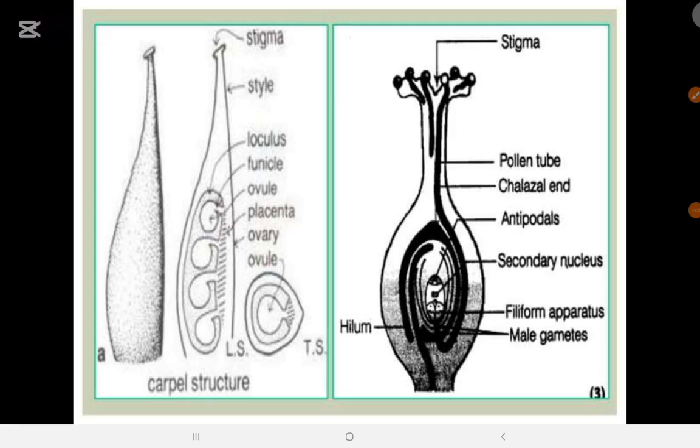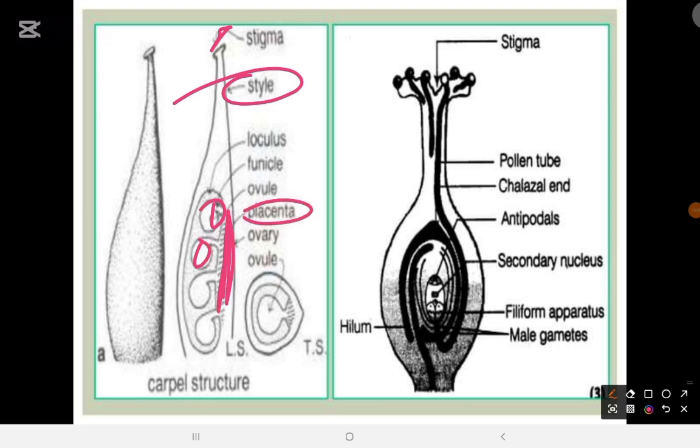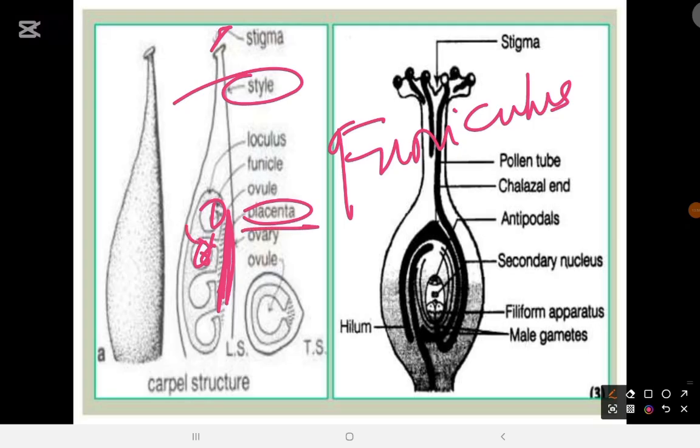But basically, you can see the structure of the ovary, the carpel. It starts with the stigma at the top. We have the style that bears the stigma, and within here we have the ovules. Now, the placenta is what attaches the ovules to the ovary. Between the placenta and the ovule is the funicle, or we call it the funiculus. It's just for anchoring the ovule.